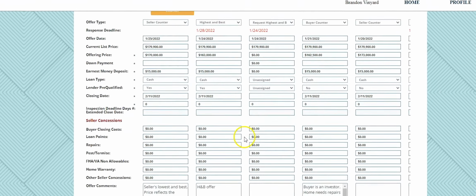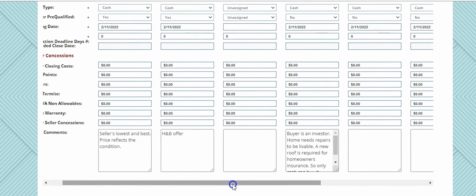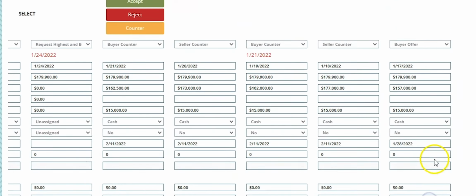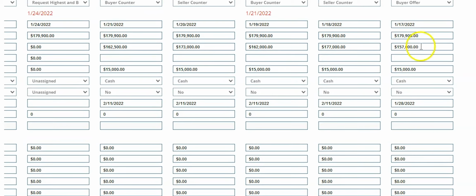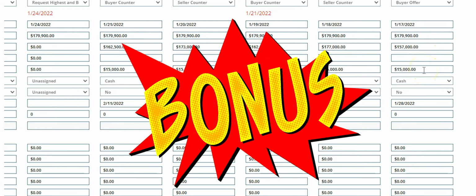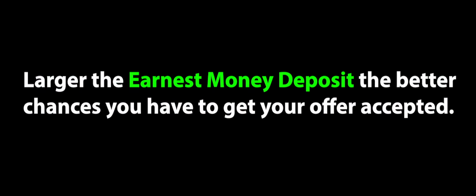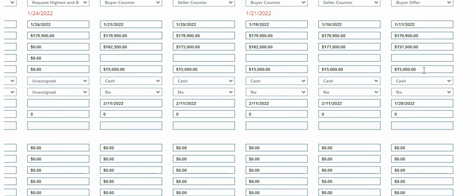Okay, so let me get in here and show you a couple of things. So we start over here. This property is listed for $179.9. Our first offer was $157. We got a $15,000 EMD. Remember, bigger EMDs will get you more deals. They love big EMDs or down payments, earnest money deposits. The bigger, the better when it comes to foreclosures.